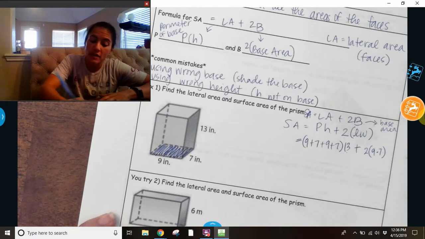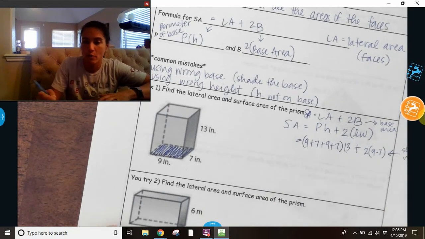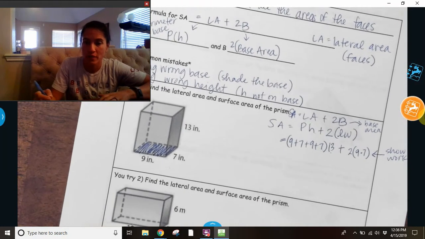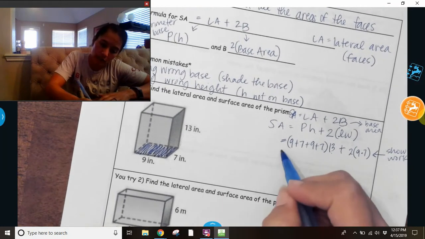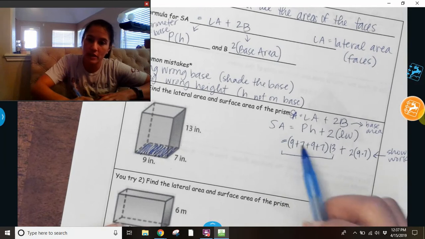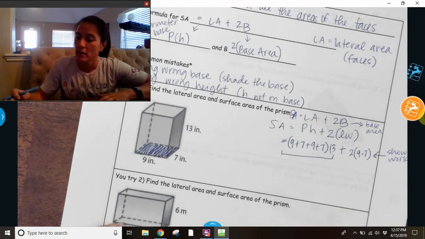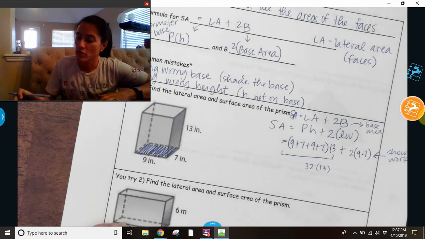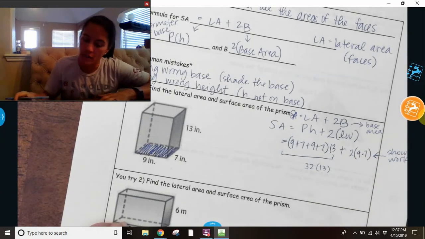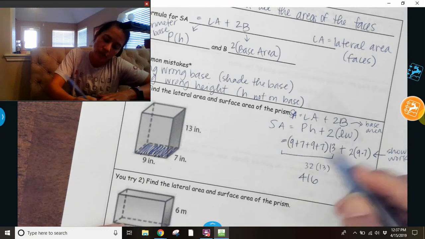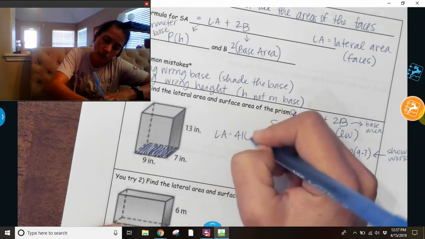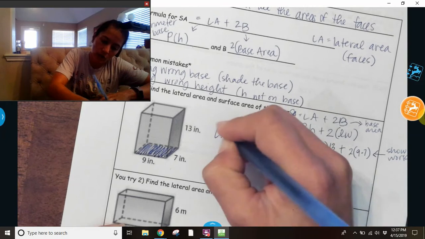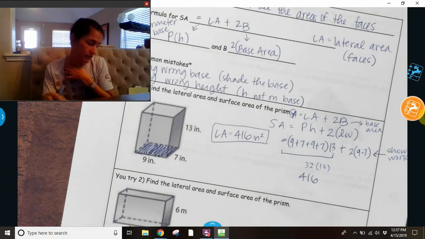All right. So this is what I expect you to show me your work. What are the numbers that you put into your equation? This part is our lateral area. So let's do our lateral area. So 9 plus 7 plus 9 plus 7. All right, so 18 plus 14 is 32. And 32 times 13 is 416. So this is the lateral area is 416 inches squared. So that's one of our answers. That's the lateral area.